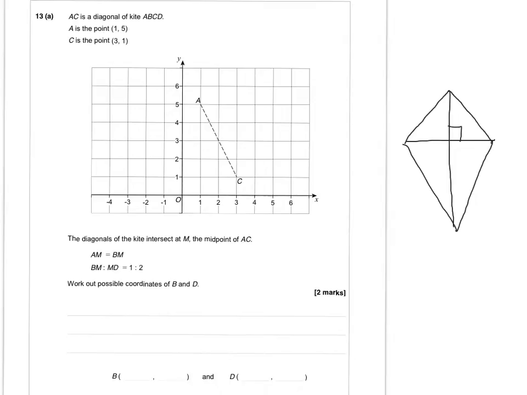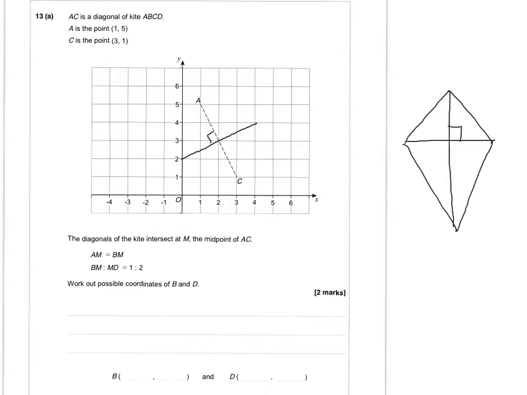Now, we have one of the diagonals drawn here on the graph, and we can see that this diagonal has a negative gradient of -2. For every one we go across, we go 2 down, so its gradient is -2. So the perpendicular line is going to have a gradient of a half. For every 2 we go across, we go 1 up. If I draw this on here, 2 across, 1 up, the other diagonal is going to look something like that.